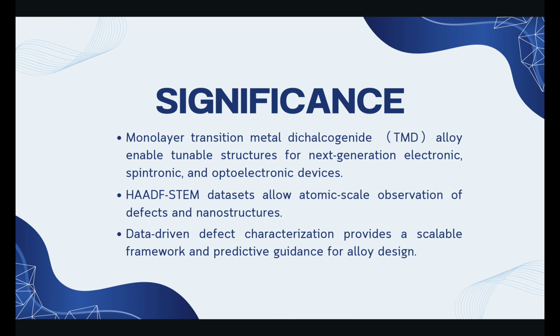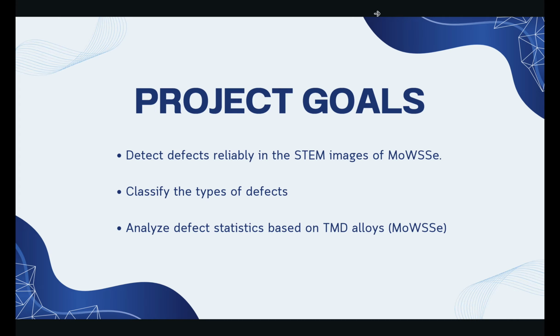Monolayer TMD alloys are one promising 2D material for next-generation electronic devices. HAADF-STEM is a technique that allows us to image these materials at an atomic scale. The goals of this project are to use this STEM data in order to reliably detect defects in a quaternary TMD alloy. We also aim to classify the types of defects and analyze defect statistics.